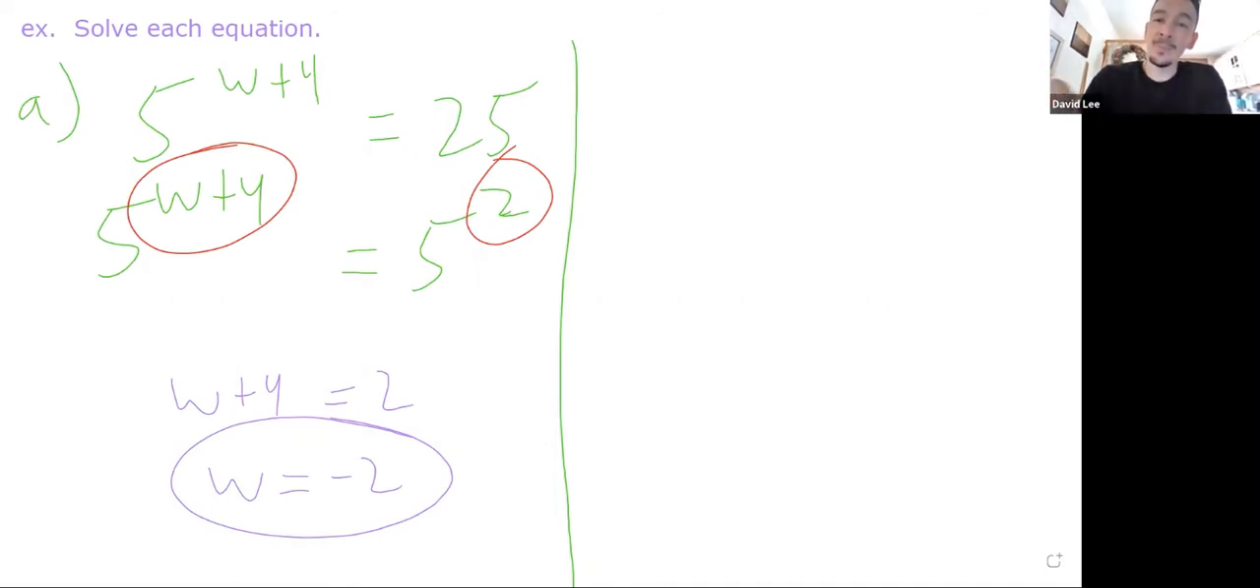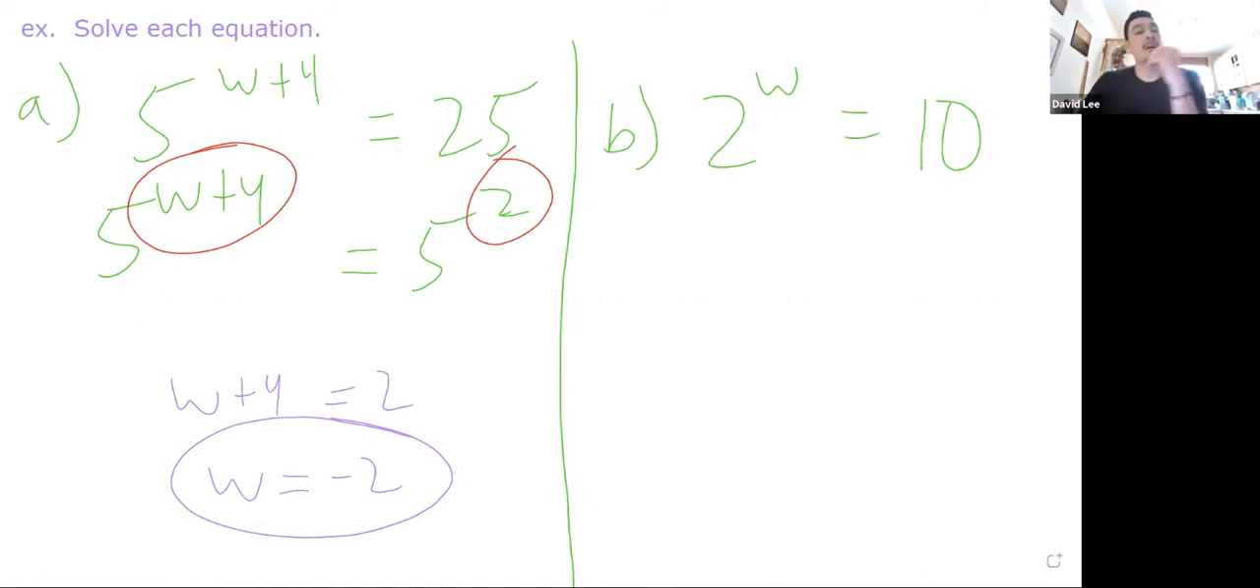Okay, how about this one? What if I go 2 to the power of W is equal to 10? Do I have the ability to take the 10 and rewrite it as 2 to the power of something? I don't. So I don't know what to do, right? Like in the first example, I just turned 25 into 5 to the power of 2. For this one here, I don't know how to rewrite 10 as 2 to a power. So we cannot do what we did in example A.